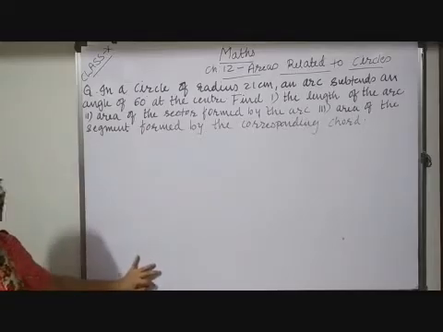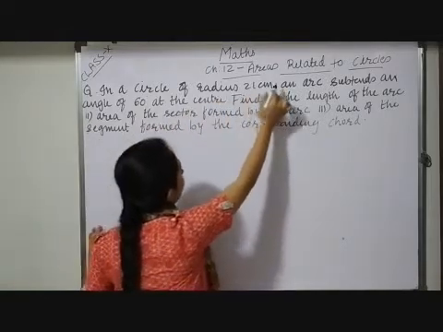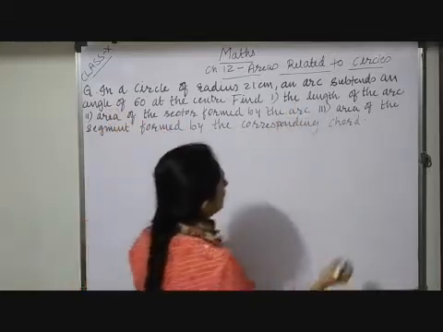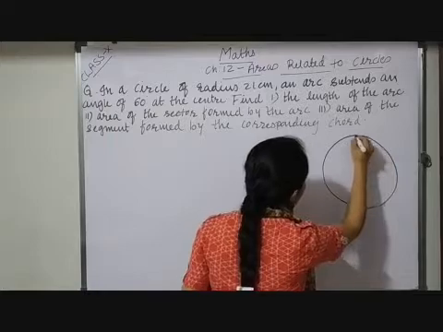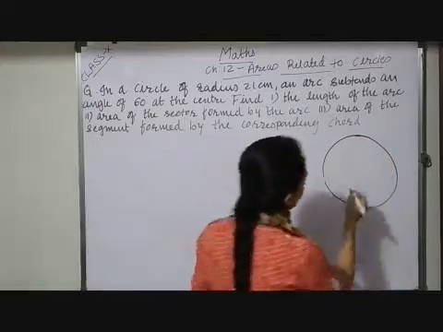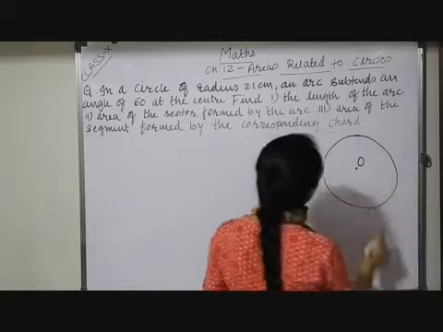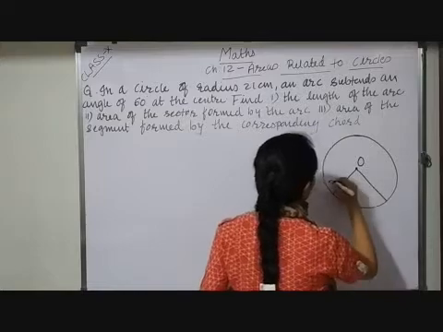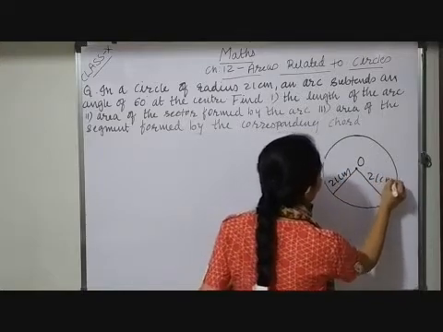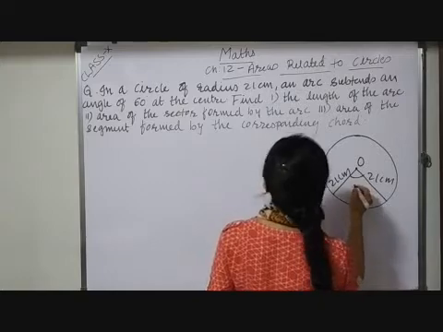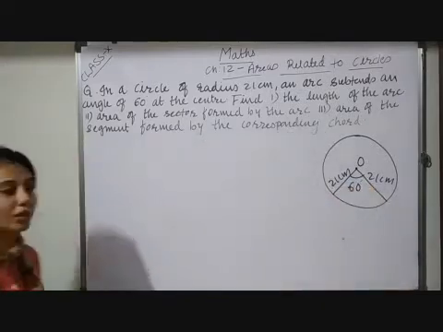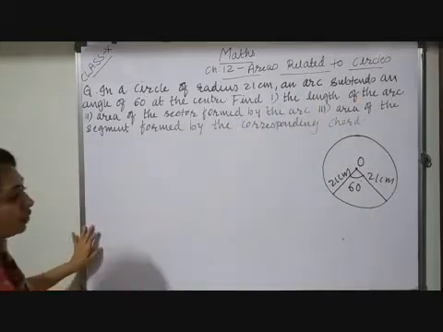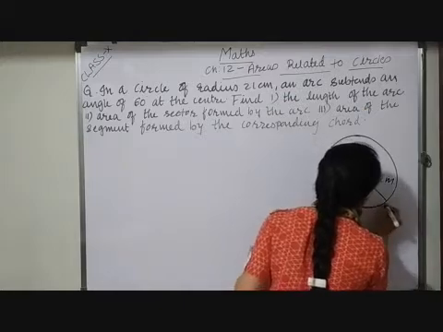Now children, here your question is, in a circle of radius 21 centimeter, an arc subtends an angle of 60 degree. So here let me draw a circle first of all. Let O be the center of this circle. Now radius is given 21 centimeter. So this one will also be the same, and the angle subtended by it is 60 degree. It is given in the question. Now find the length of the arc. Length of the arc means we have to find the length of this arc.